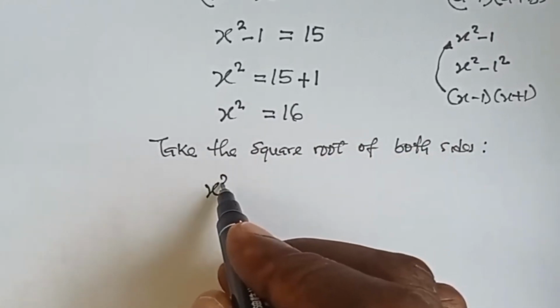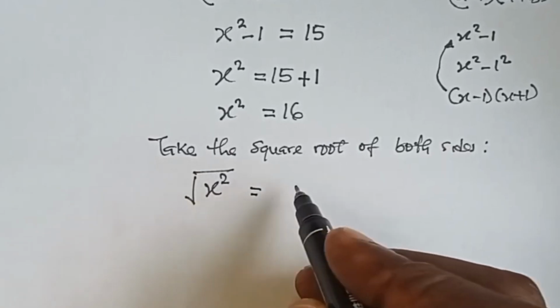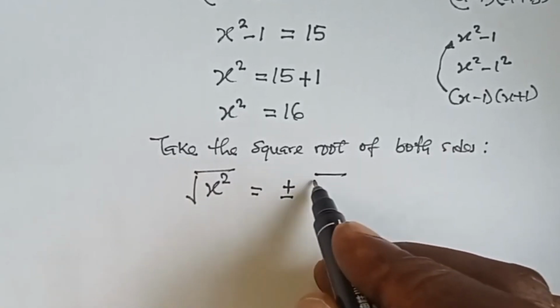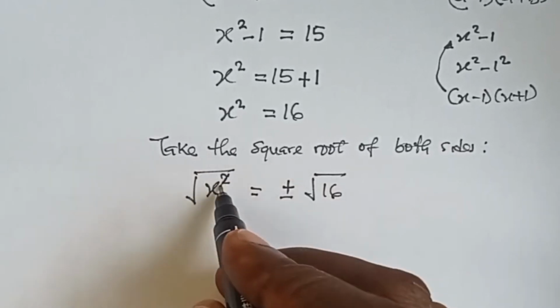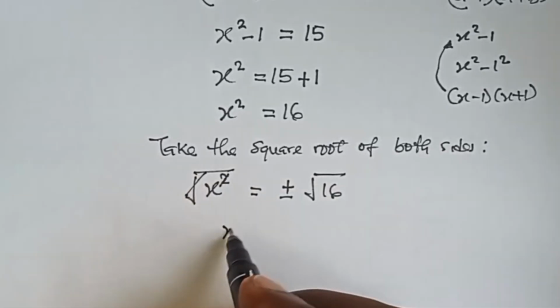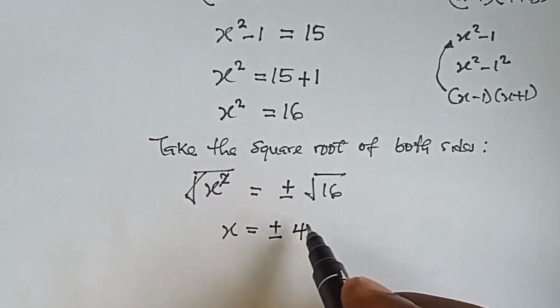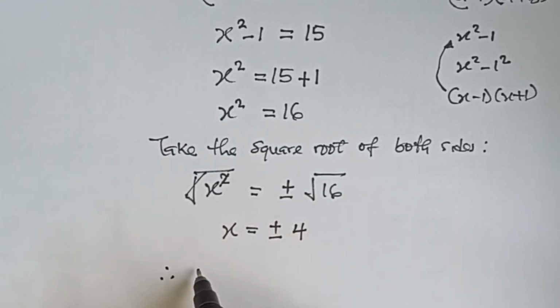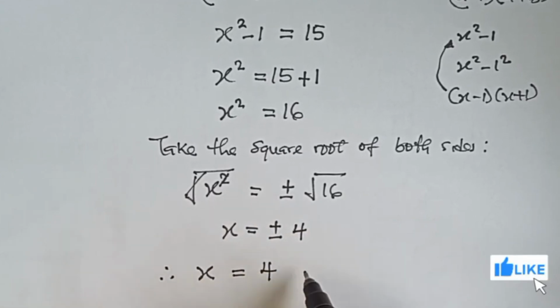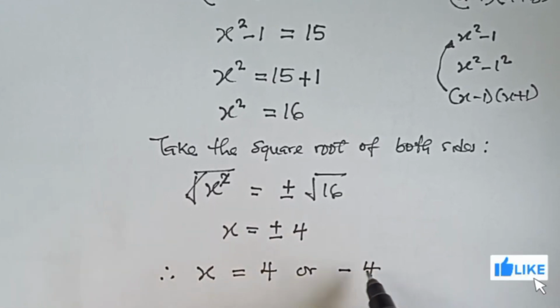Okay, so we have square root of x squared equals to plus or minus square root of 16. The square cancels the square root. x equals to plus or minus square root of 16, which is 4. That means our x is equals to 4 or minus 4.